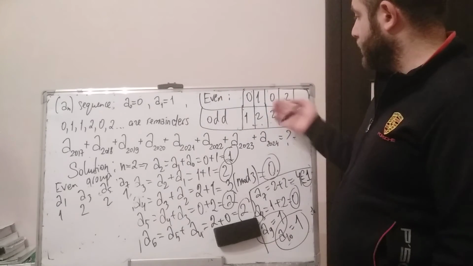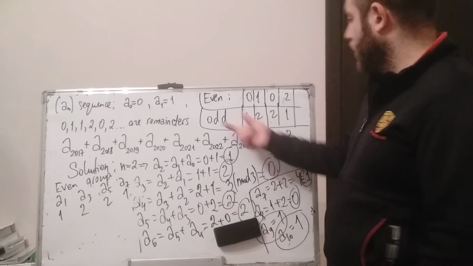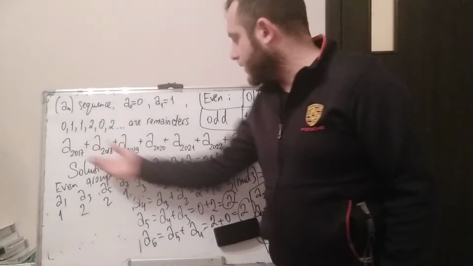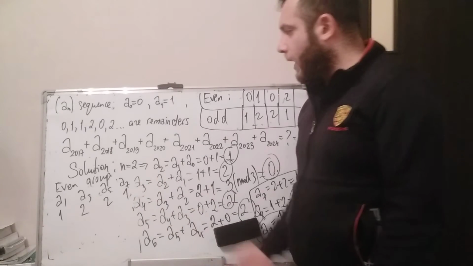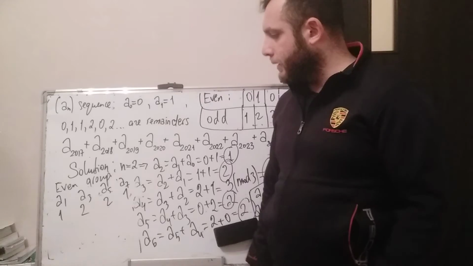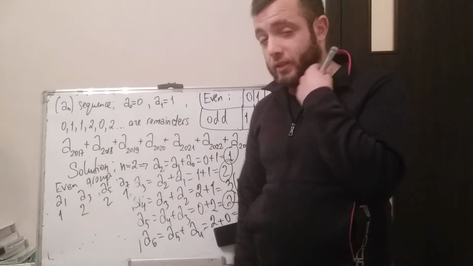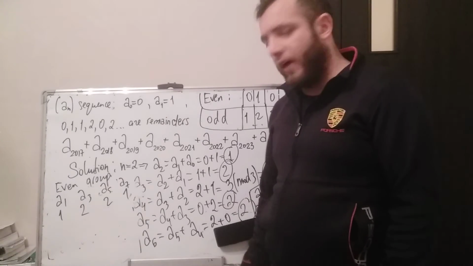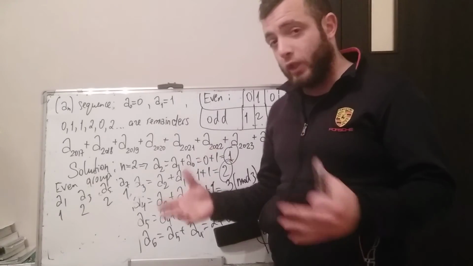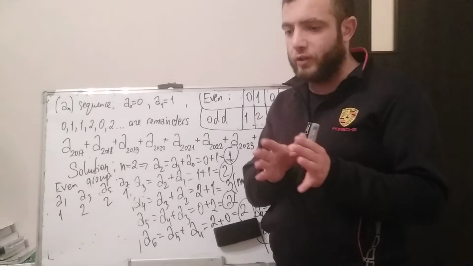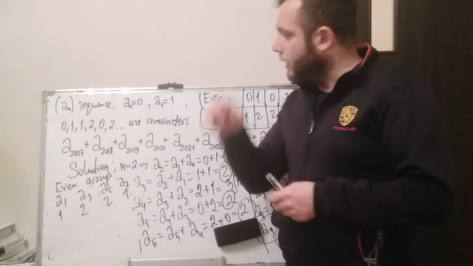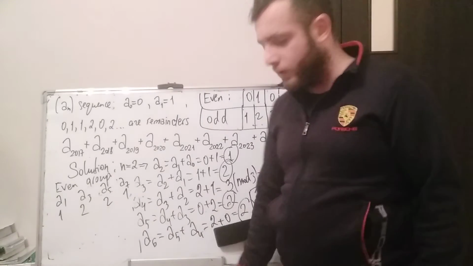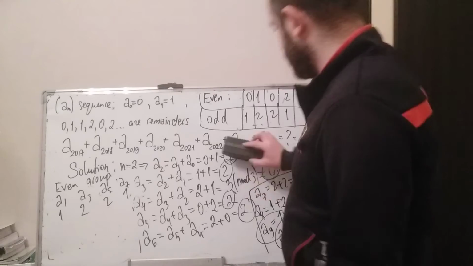So for even index terms the pattern is 0, 1, 0, 2, and for odd it is 1, 2, 2, 1. What is wanted here is to find the given sum. Of course, this sum includes some odd and some even index terms. But we have to be careful, because we will not try to find the values in the given sequence directly; we will separate the sequence into different subsequences, one even index sequence and one odd index sequence. So first we have to create the new sequences. Let's erase here because we already know what happens.